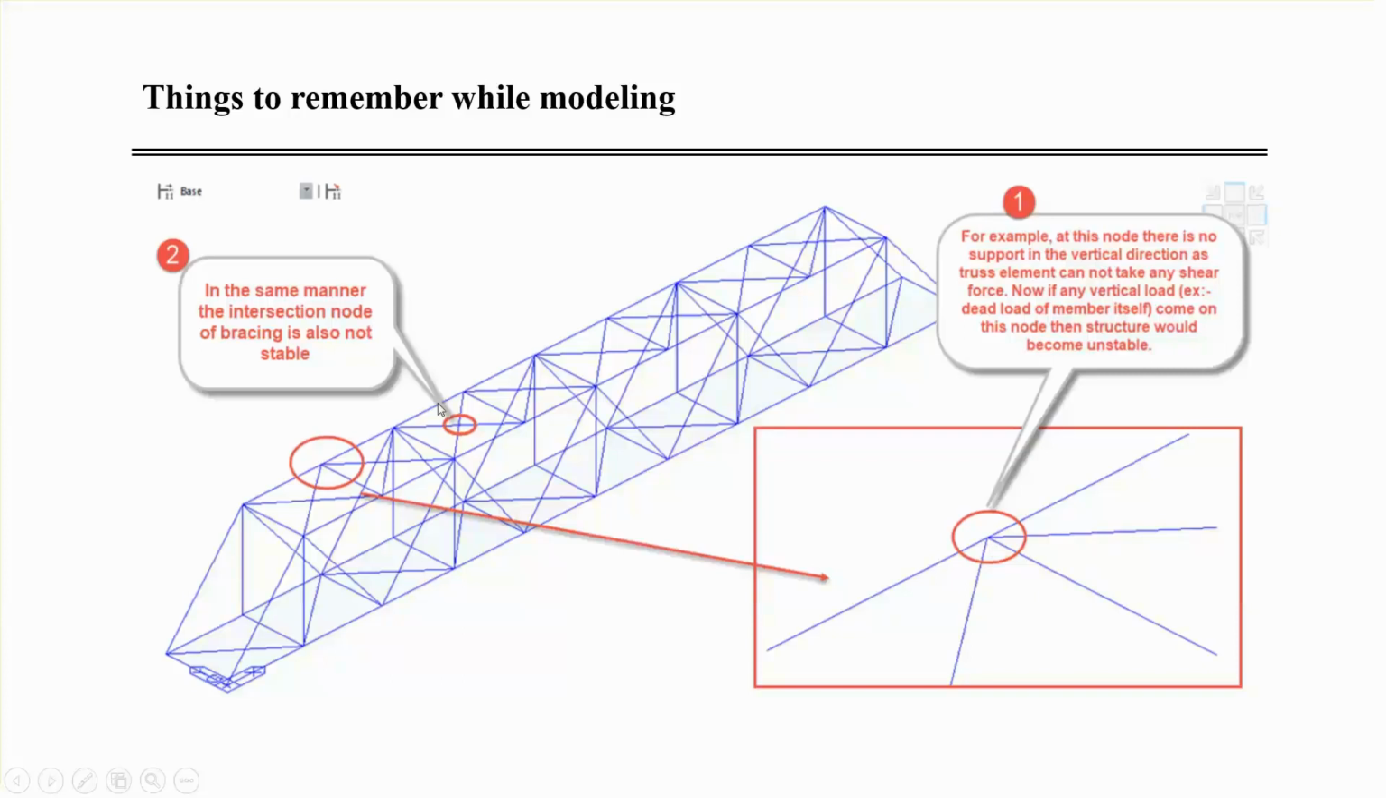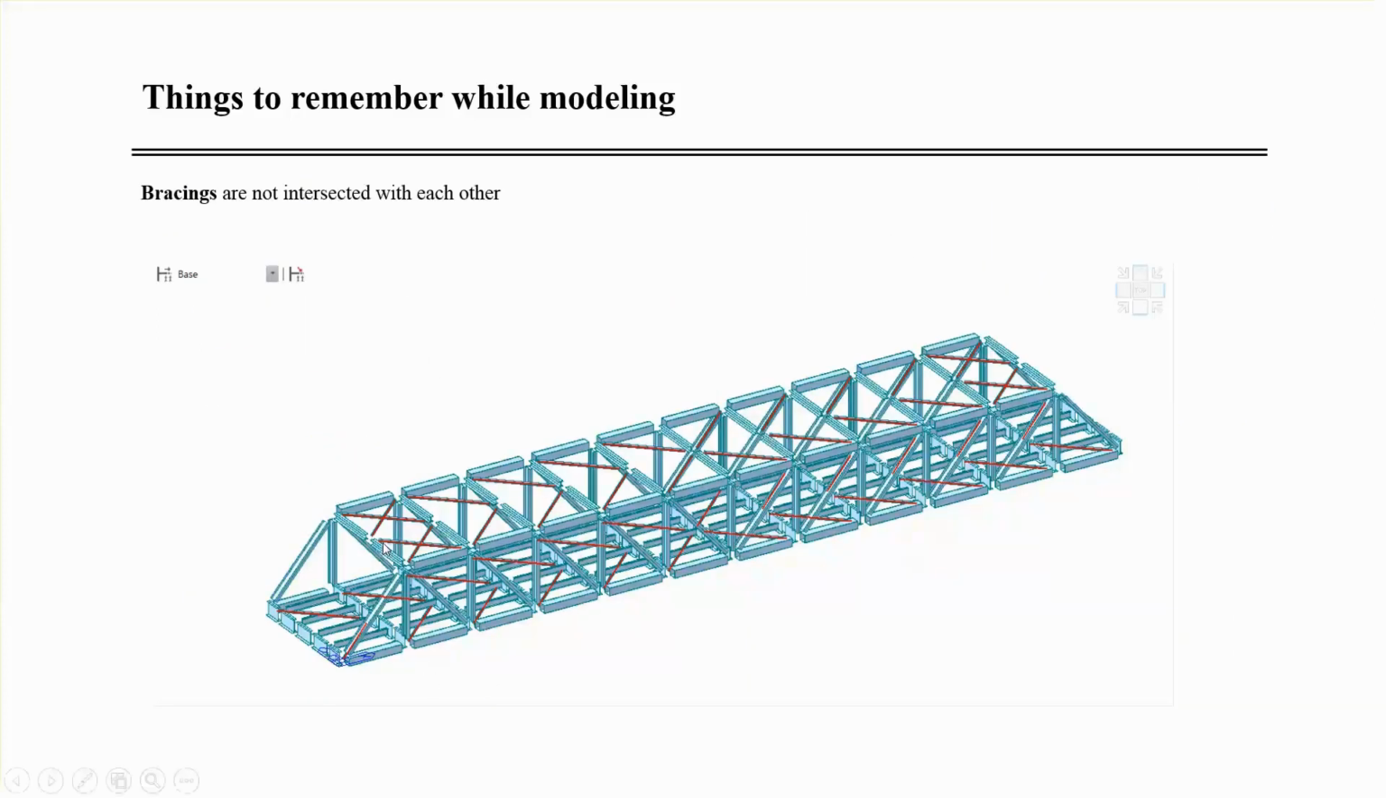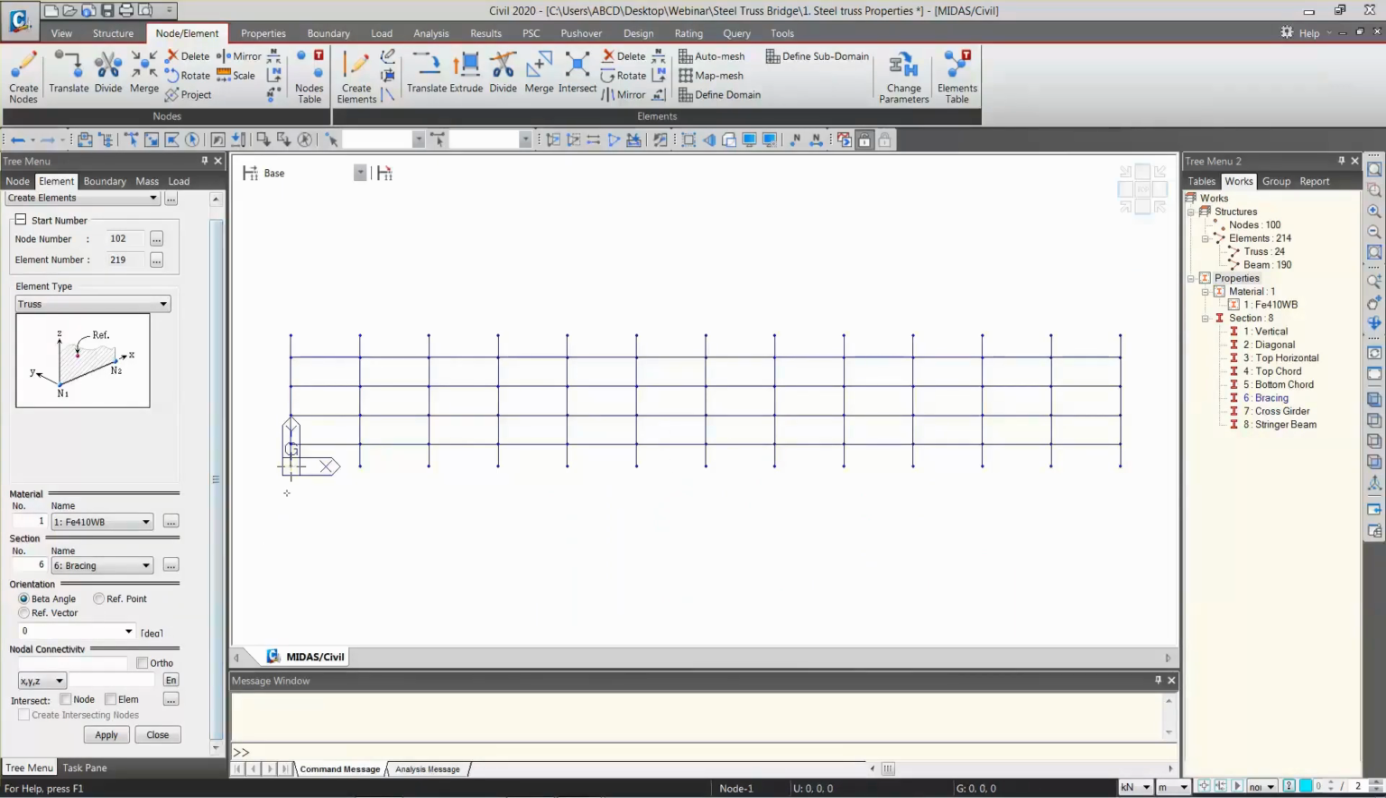And for the intersection part, let's say these two bracings are intersected. At this location also you will get the errors or the instability warnings. So you have to make sure you check off that intersect nodes option. For the bracings, if you see here, the bracings will not be intersected with each other. They will be intersected with the cross girders only and not with each other. Let's go back here.